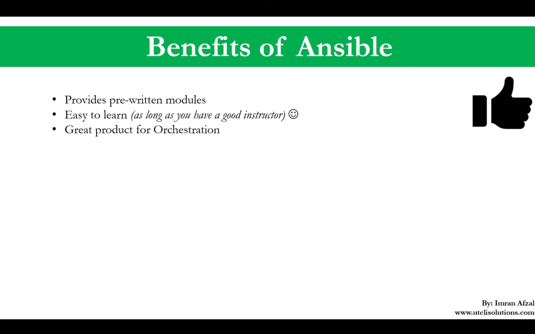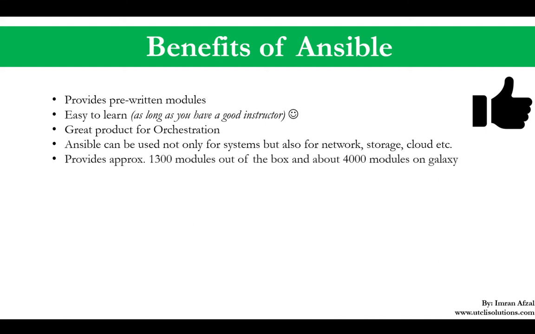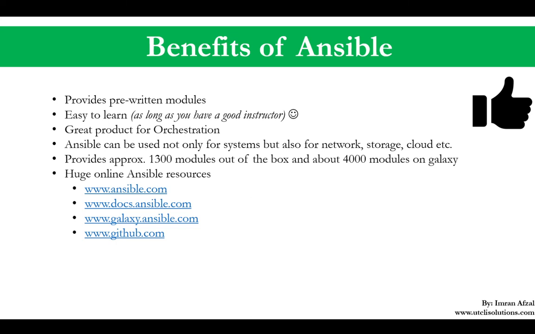All right, great product for orchestration. Yes, if you have an environment where you have to schedule tasks or put them in order, it's a great product for that. Ansible can be used not only for systems but also for network, storage, and cloud. All those gears that you have, if you want to configure them, you could use Ansible for it. It provides approximately 1300 modules out of the box and about 4000 modules on Galaxy. Right now you probably don't know what a module is, but just to give you a quick update, a module is something that lets you automate a certain task. We'll cover that later. Right out of the box, it has 1300 of those.